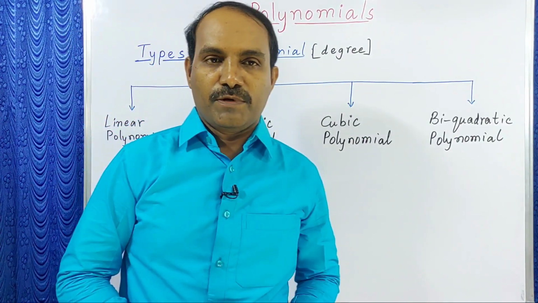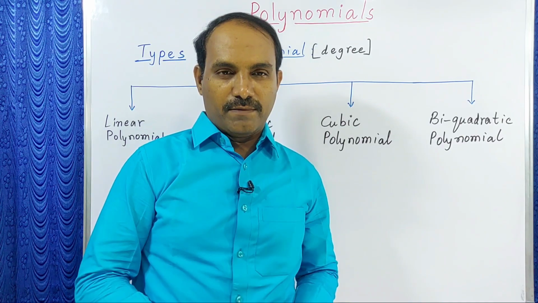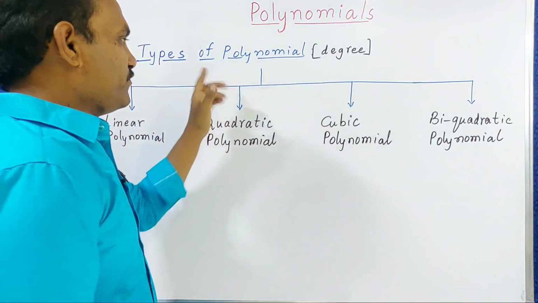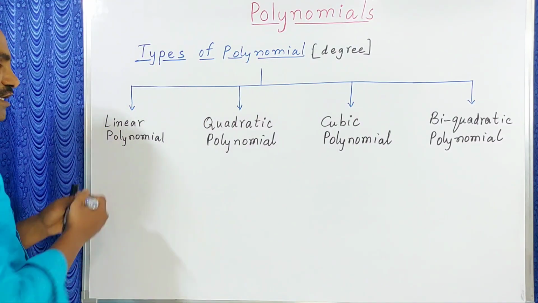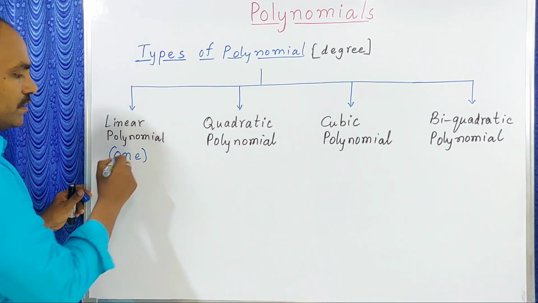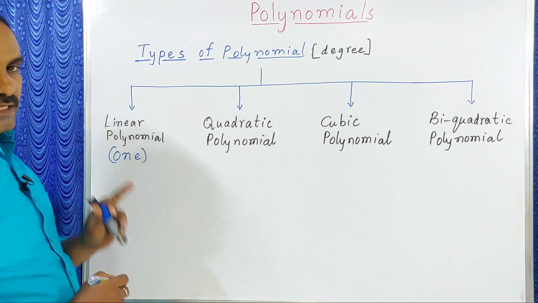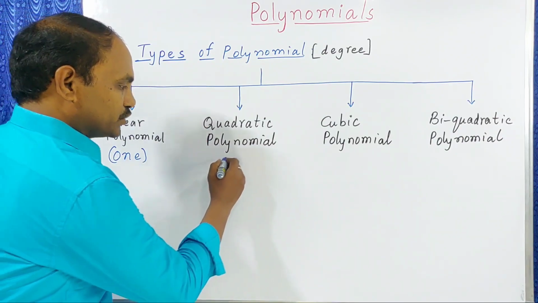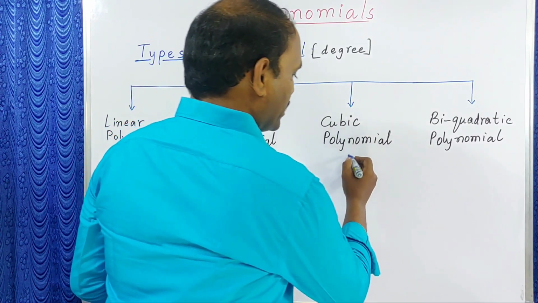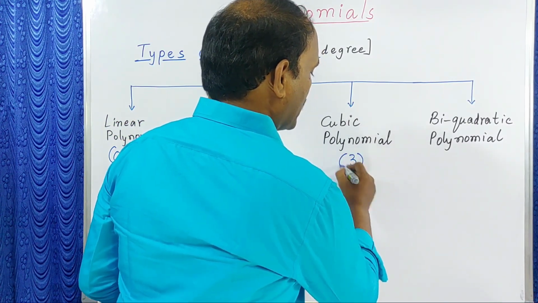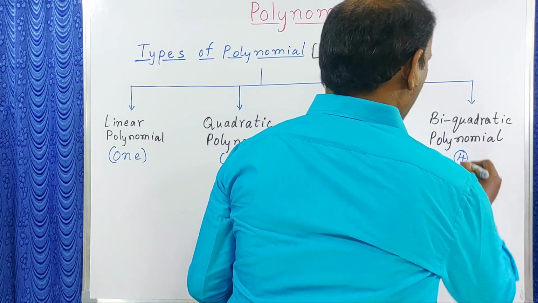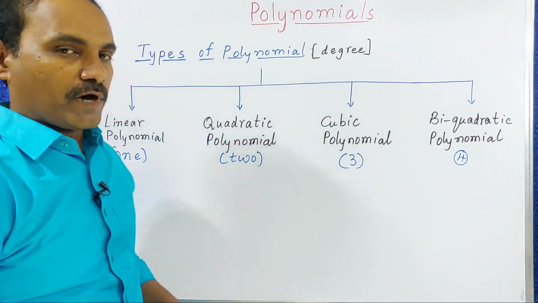Yes. Next topic, according to the degree of the polynomial, we should divide the polynomial into like this. If degree is 1, then it is called linear polynomial. Degree 1, then it is called a linear polynomial. If the degree is 2, then it is called quadratic polynomial. If degree is 3, then it is called cubic polynomial. If degree is 4, then it is called biquadratic polynomial.